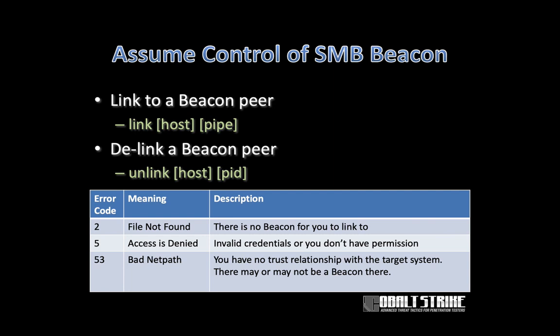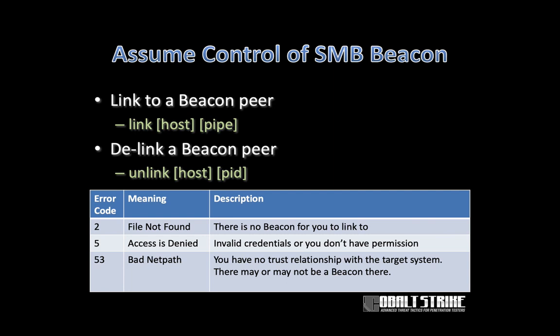If it's on a remote target, it might mean that your current context does not have valid credentials in your current, what's called, access token to authenticate to that system and connect to that pipe. Or it might mean that your current context simply doesn't have permission to access this pipe, which could be locked down for some reason by the system.